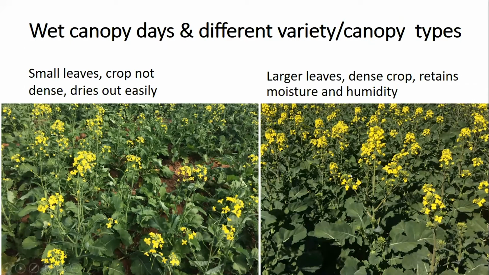Whereas the crop on the right has larger leaves, may have been more densely sown. It could be a hybrid variety with increased early vigor and it closes its canopy early. So this kind of crop retains moisture and humidity, and this kind of crop is going to have more wet canopy days, and that's how you report to the app that it's going to be at higher risk of Sclerotinia.